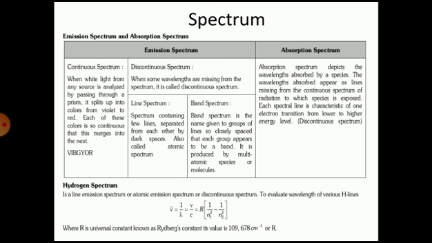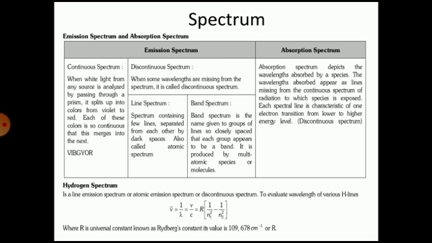Next, the band spectrum. The band spectrum is the name given to the group of lines so closely spaced that each group appears to be a band. It is produced by multi-atomic species or molecules. So band spectrum can be shown by the multi-atomic species or molecules. band spectrum में क्या होता है? Whenever a light passes through the prism, it gives multiple lines, and those lines are so closely arranged to each other that it appears like a band, and therefore it's called a band spectrum.